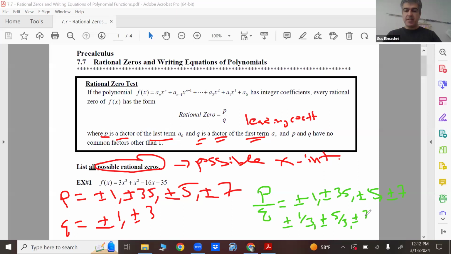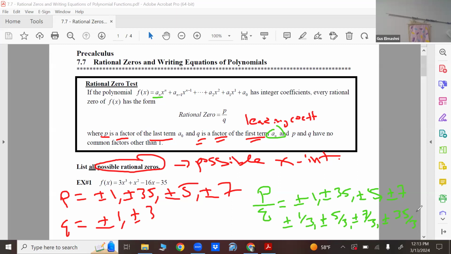So what is Q again? All the factors of the leading coefficient, a sub n, which means whatever number's out in front of the highest exponent. And 35 thirds. Now, how many possibilities is that? If you do a quick count, how many is it all together? Is it 8 or more than 8? 16. There are 16 possibilities, so there are 16 possible x-intercepts for this.